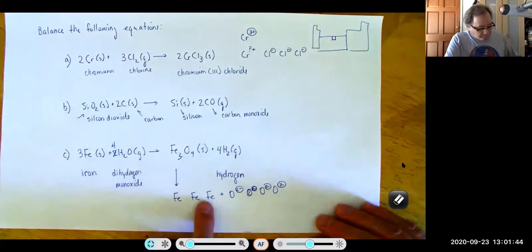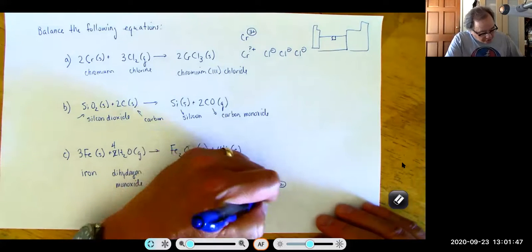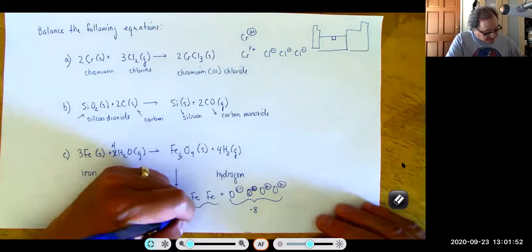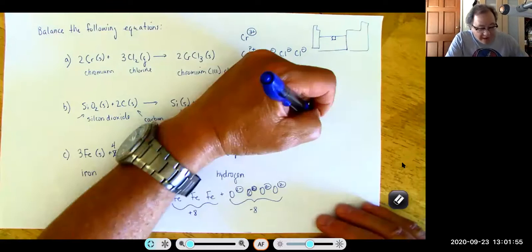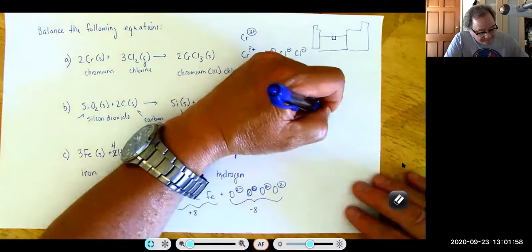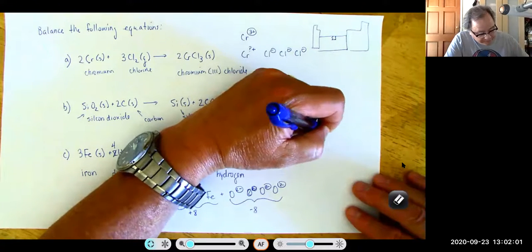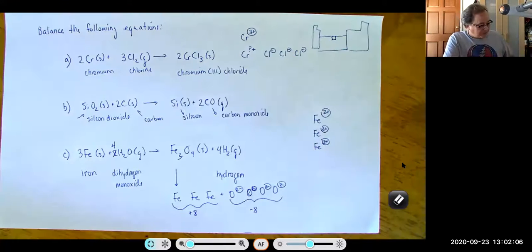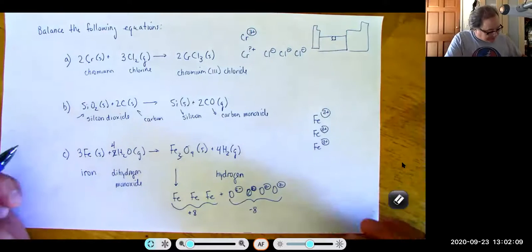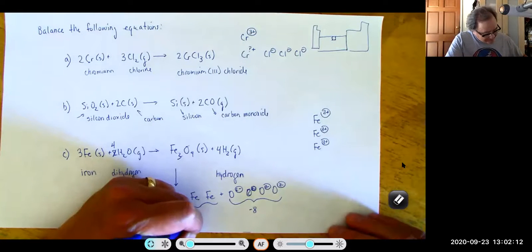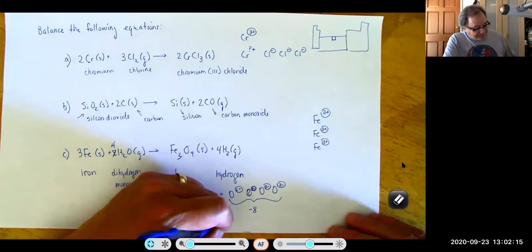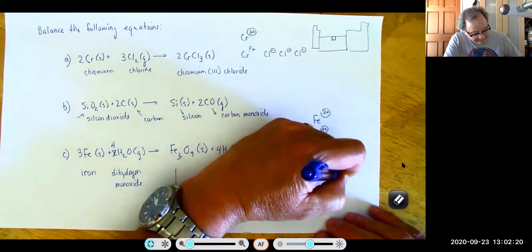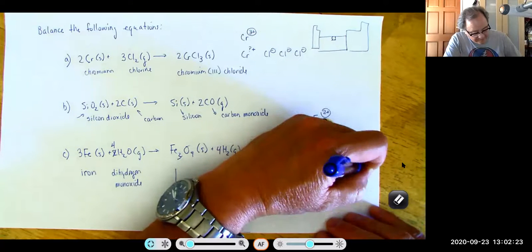It's this, right? This has a total charge of -8. What does this have to have? A total charge of +8. Now, irons come in 2 flavors, +2 and +3. So how would we name this? And the answer is we don't know. All we do know is there has to be 2 of these in one of those.